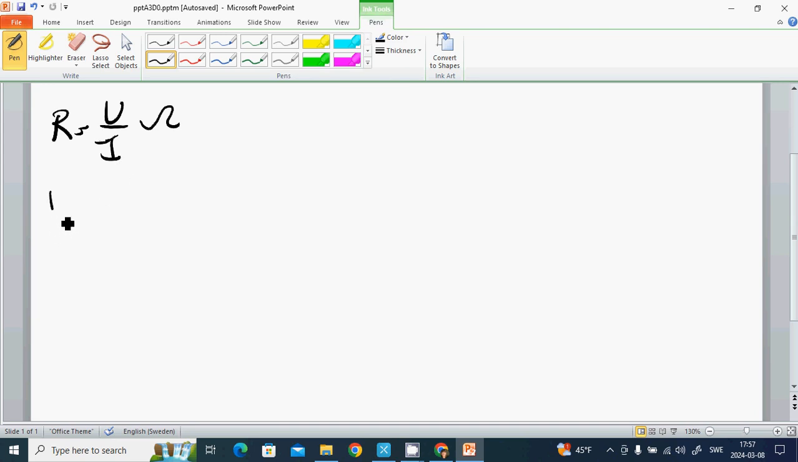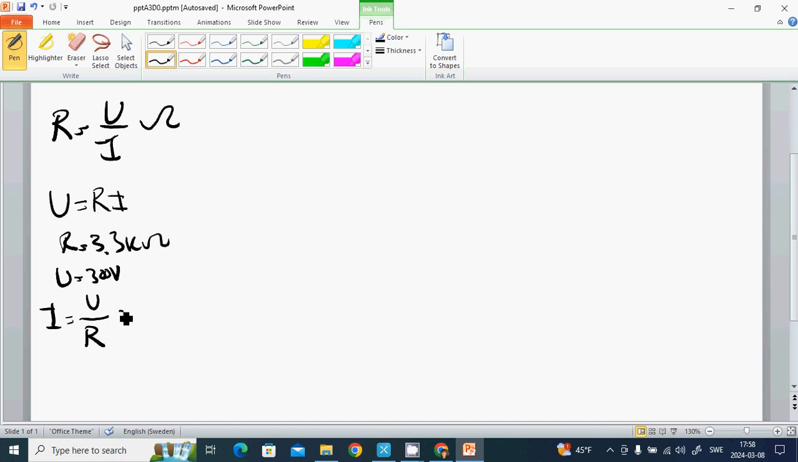Ohm's law tells us that U is R times I. Also, if we want the current, with resistance R equal to 3.3 kilo ohm and U equal to 300 volt, then I equals U divided by R, and putting in the values, it is 0.091 ampere.